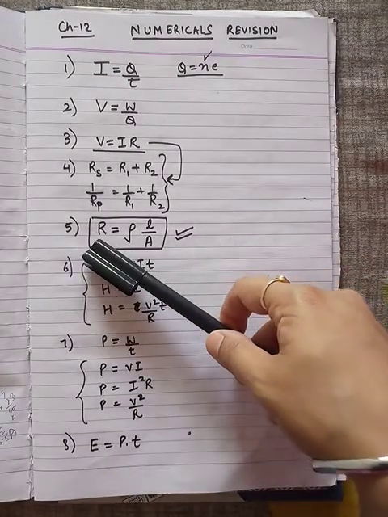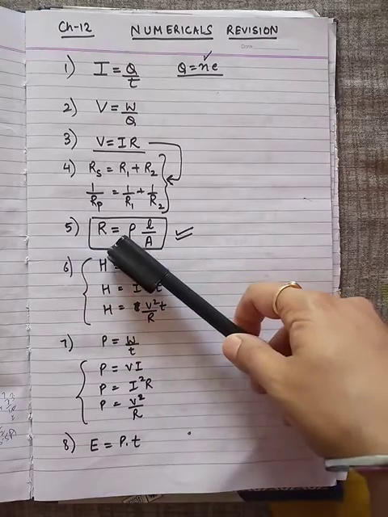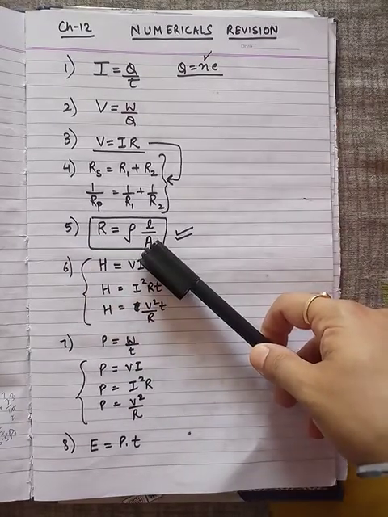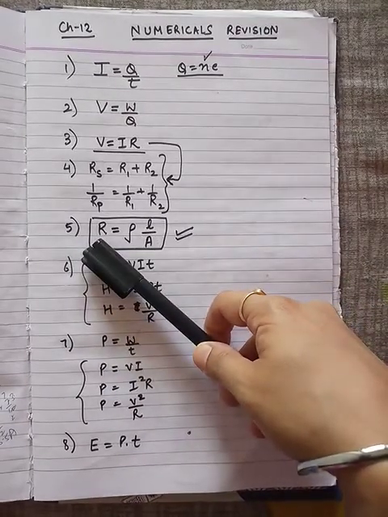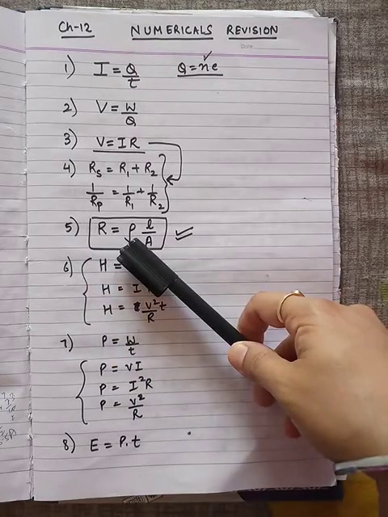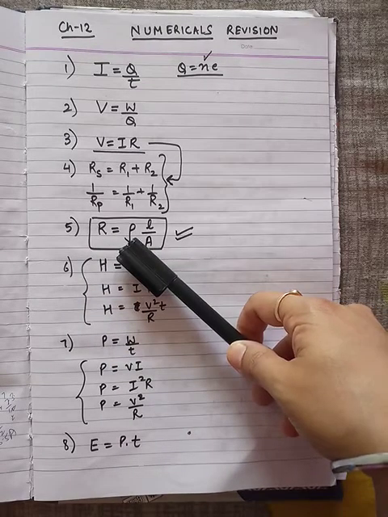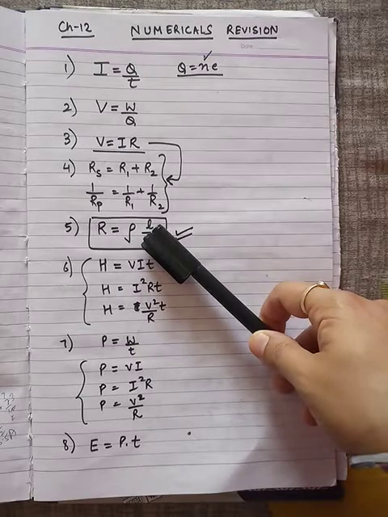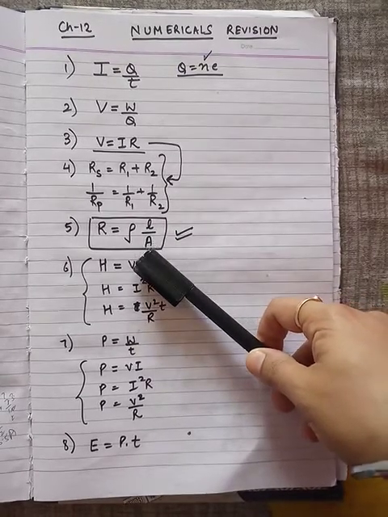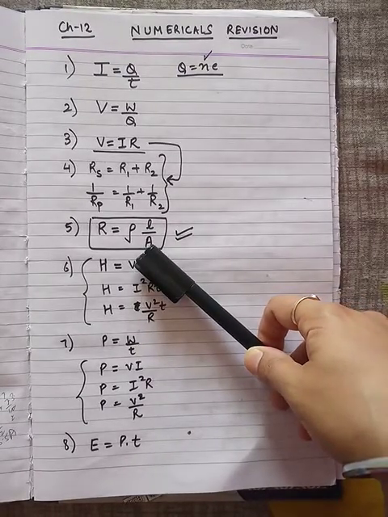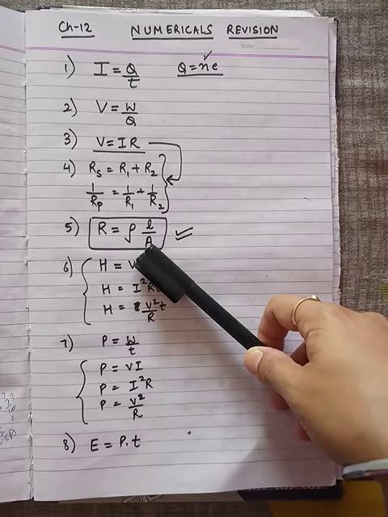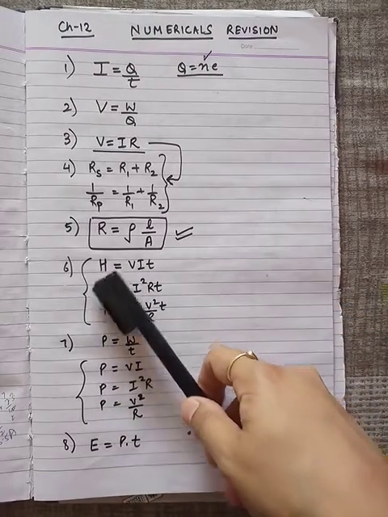First type is the formula R equals rho L upon A. R is the resistance, as we all know. Rho is the resistivity of the material, and L is the length of the material, that is the conductor, and A is the area of cross section. Right.